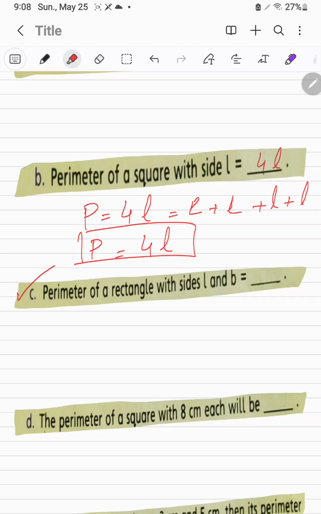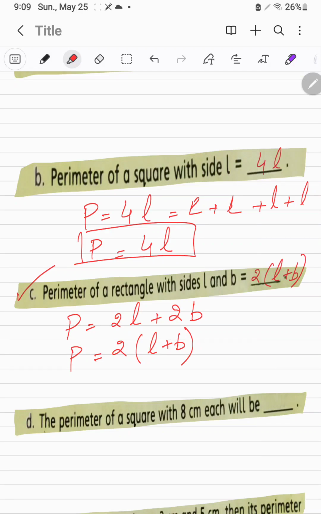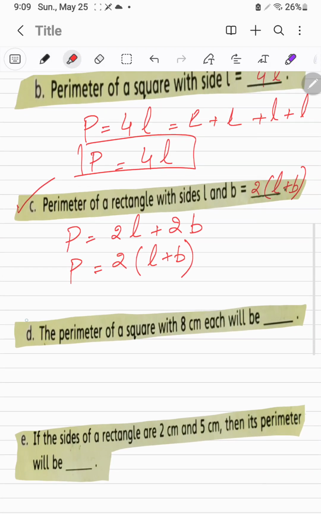Now we are going to solve its C part. Perimeter of a rectangle with sides L and B. We can find out the perimeter of the rectangle. Perimeter is 2L plus 2B. We can take 2 as common. 2 into L plus B is the perimeter of the rectangle. 2 into L plus B, this is the formula for the perimeter of the rectangle.